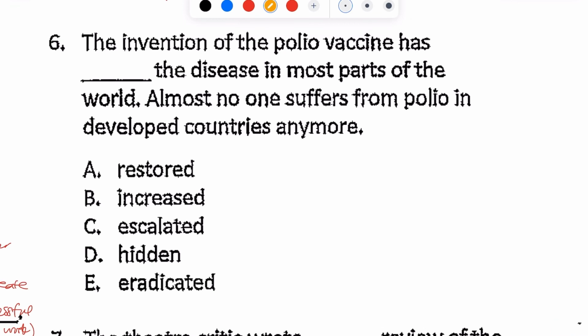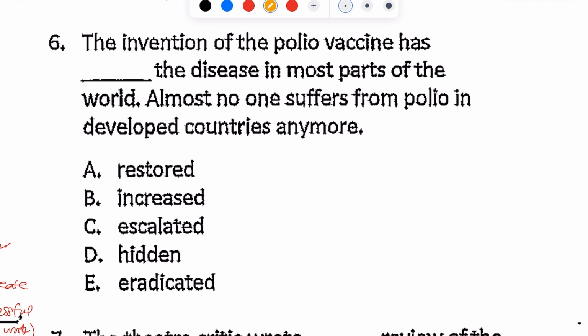Next, for number 6, the invention of the polio vaccine has blanked the disease in most parts of the world. Almost no one suffers from polio in developed countries anymore. So we're looking for a word to fill in the blank. That means this vaccine helps prevent a disease, polio, which is a really bad disease. People could get it from swimming in a lake or something, and when you get an infection from the polio virus, it attacks your nerves, and you can become paralyzed. So, for example, a lot of children would go swimming in a lake, and then they would be paralyzed, so they can't walk for the rest of their life, which is pretty scary to think about.